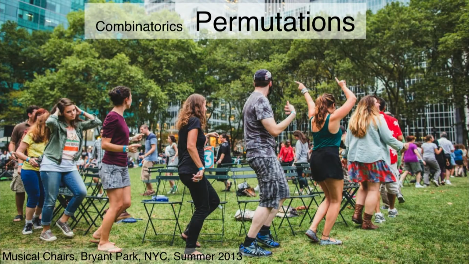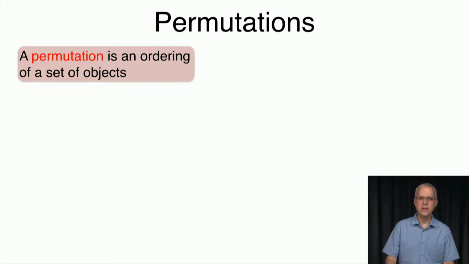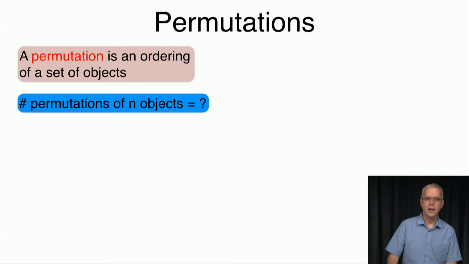Welcome again, everyone. In this sequence of lectures, we're going to talk about combinatorics, which are basically somewhat more advanced ways of counting structures, and we'll start talking about permutations. So a permutation is an ordering of a set of objects, and we are interested in counting the number of permutations of n objects.